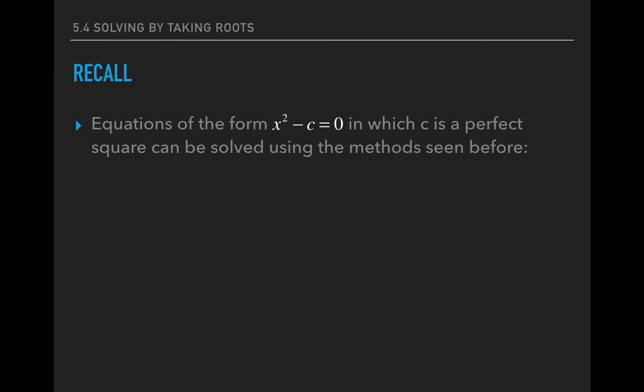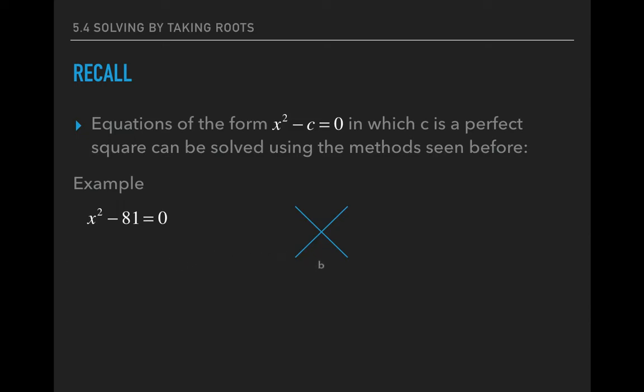We have seen equations that look like this, equations of the form x squared minus c equaling 0, where c is a perfect square. And we can use previous methods. Let me show you what I mean. Let's say that 81 is our value of c. 81 is a perfect square, and therefore we can use the x factor to find our binomial factors here.